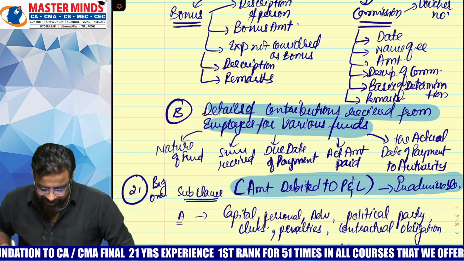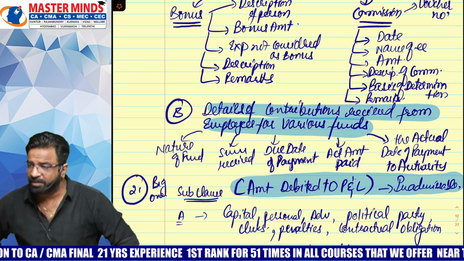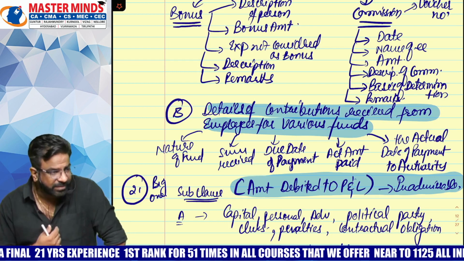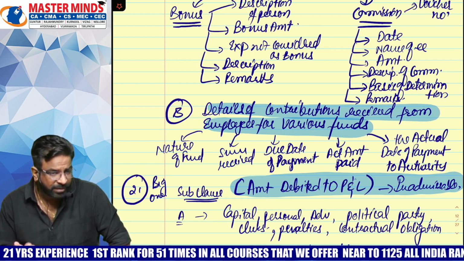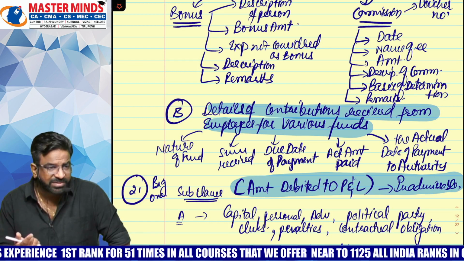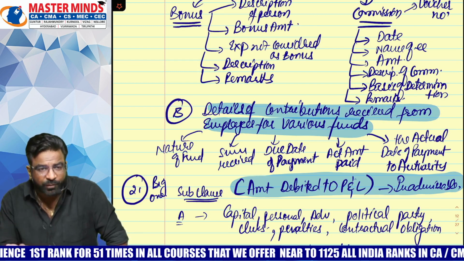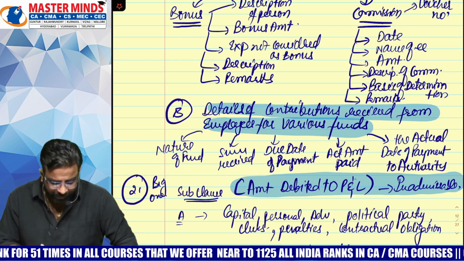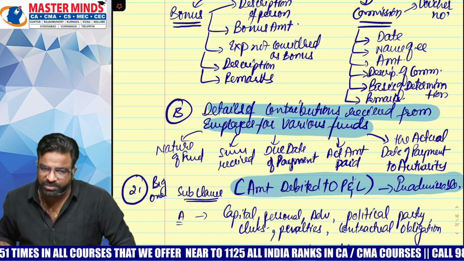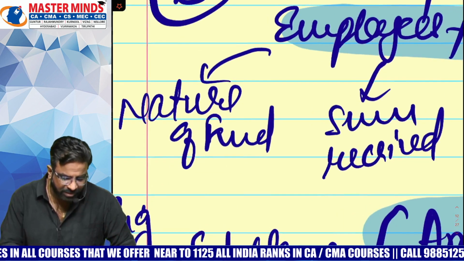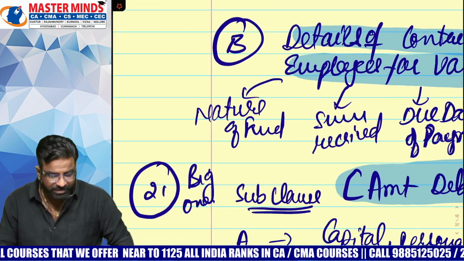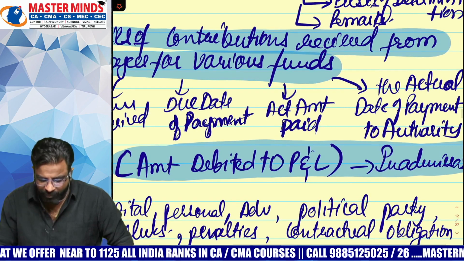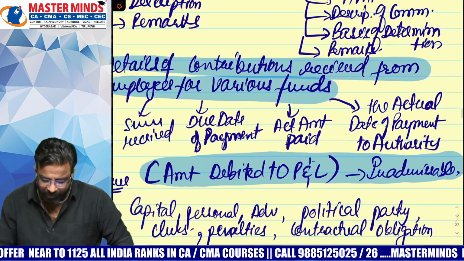Okay. Details of contribution received from the employees from the various funds. Now in the clause number A, you are receiving or giving. In the clause number A is what? Outflow. And in the clause number B is what? Inflow. So inflow में आप क्या ले रहे हो? If you are taking any contributions from your employees. Contribution in the name of nature of funds, sum received, due date of payment, actual amount paid, and the actual date of payment to what?